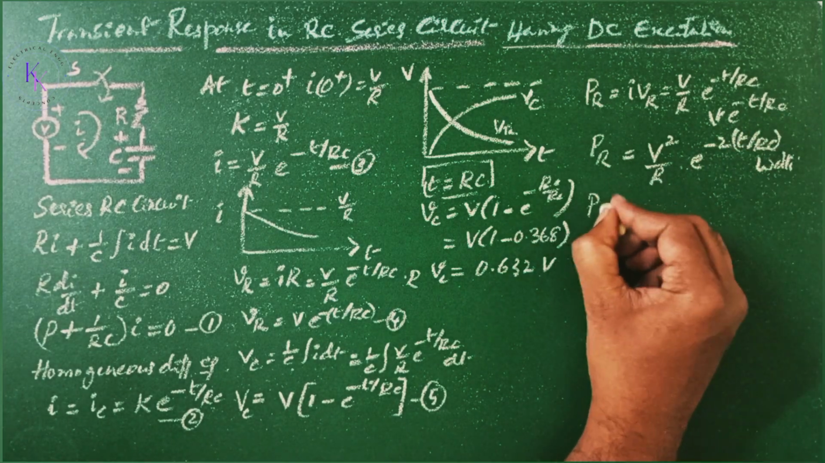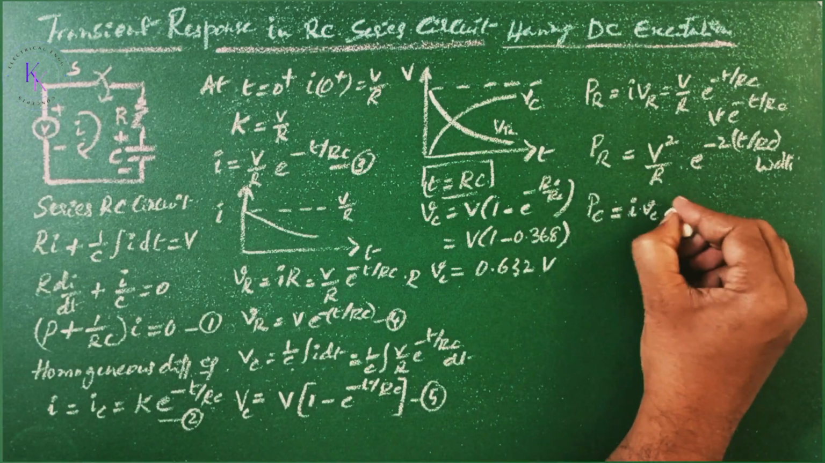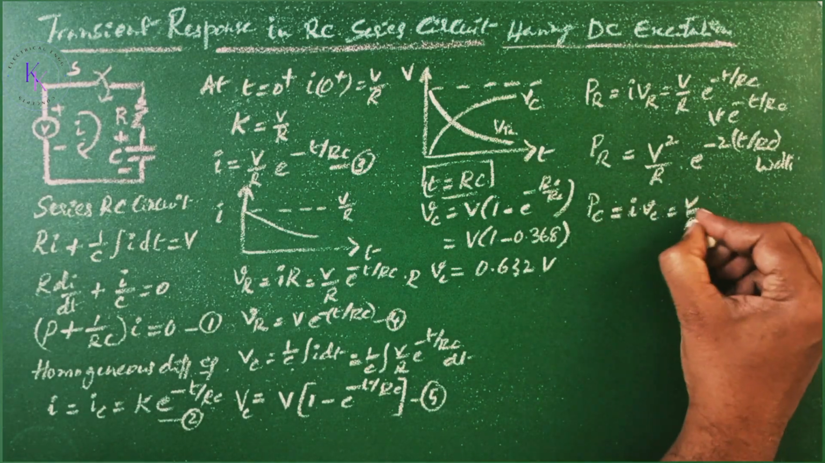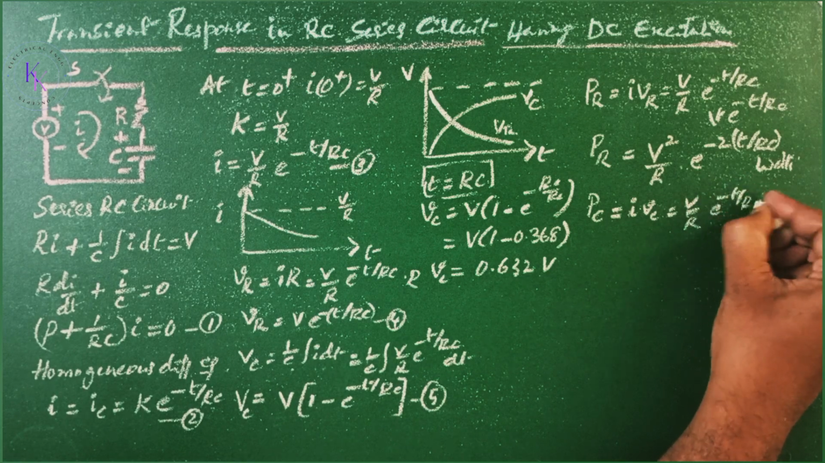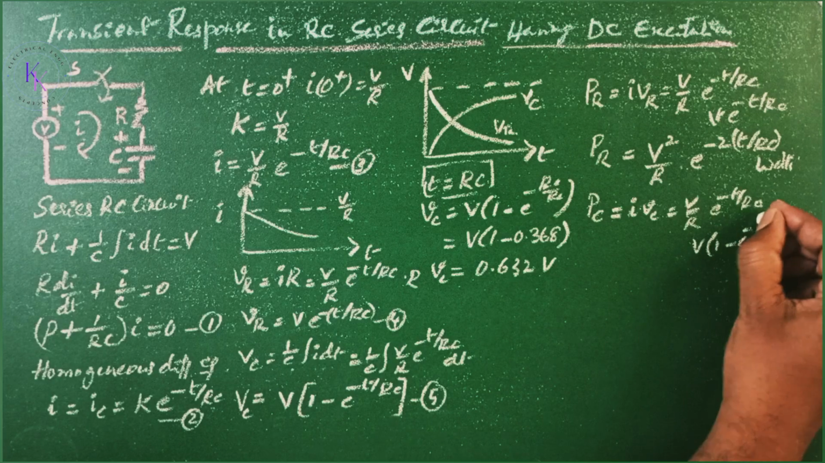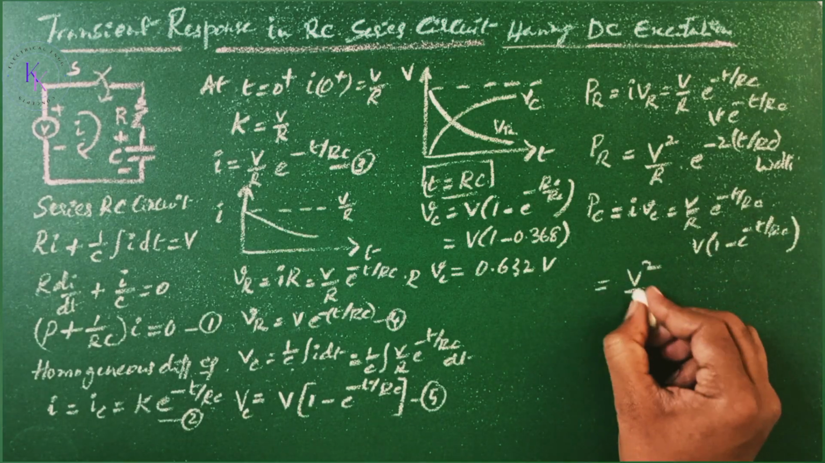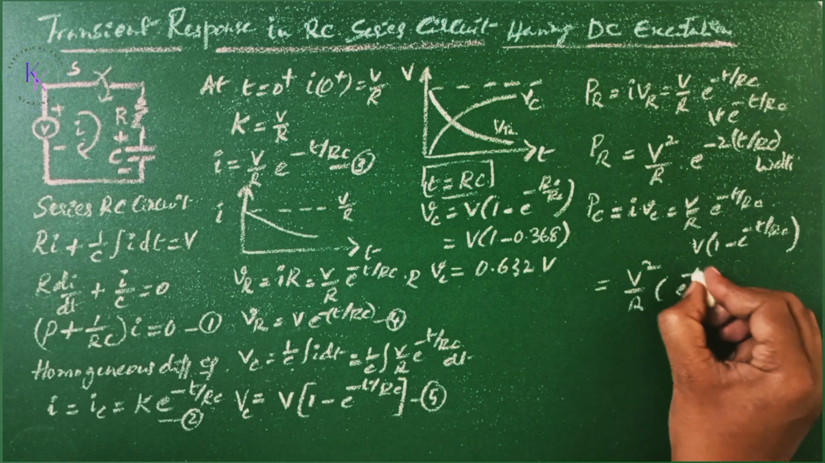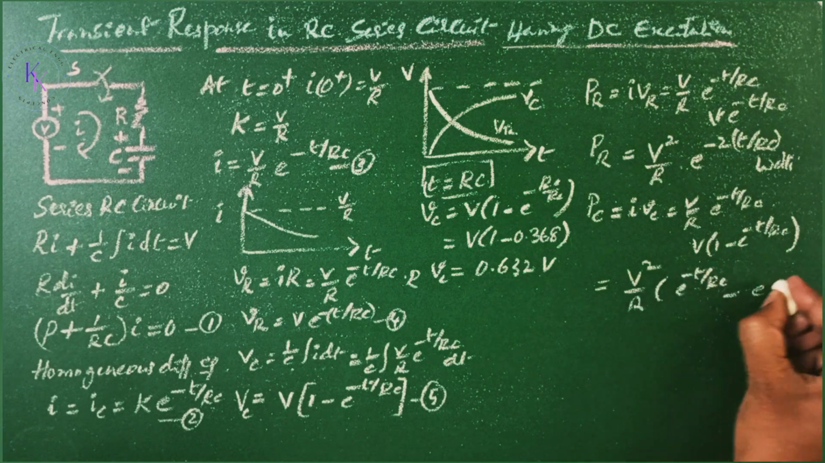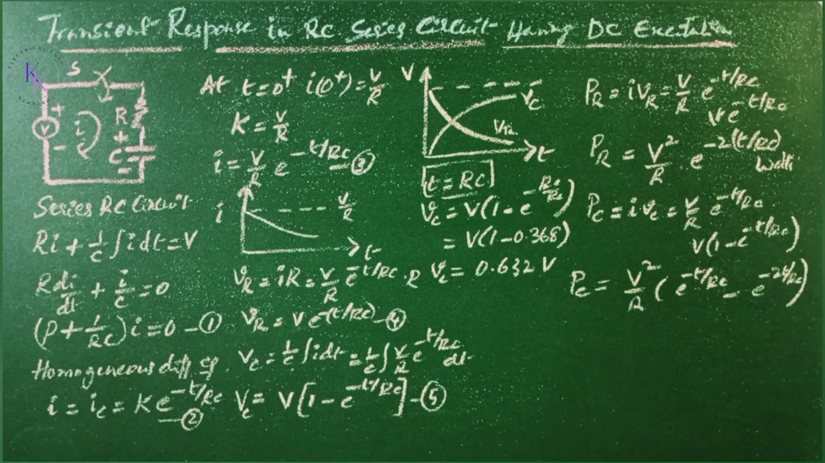Now, the instantaneous power through the capacitor is given by i into VC, where i equals V by R e to the power of minus t by RC, and VC is V times (1 minus e to the power of minus t by RC). Calculating this, we get V square by R times (e to the power of minus t by RC minus e to the power of minus 2t by RC). This is PC. This is the case where the switch is closed and the capacitor is charging.